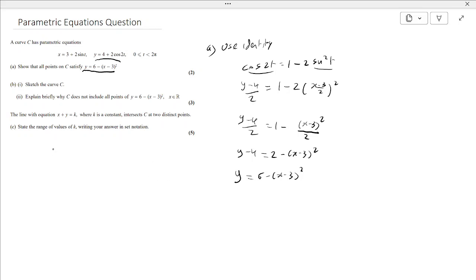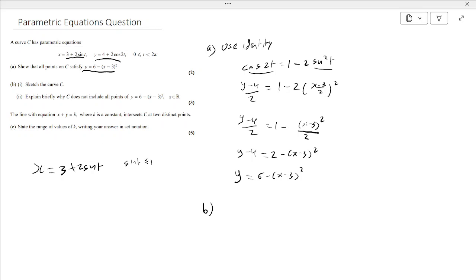So let's do B here. I'm going to answer part II first to help me sketch it. A bit weird. If you look at the expression for x, and you think about the fact that even though t does go between 0 and 2 pi, so we get a full range of all the possible values that sine and cos can take, those still only go between -1 and 1.